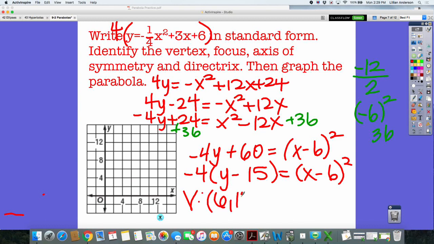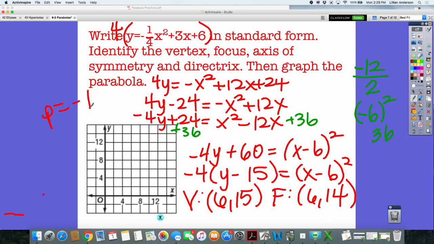Where's the focus? 6, 14. No, it should be 6, 14. What's the value of P? Negative 1. And remember, the formula is (H, K plus P).